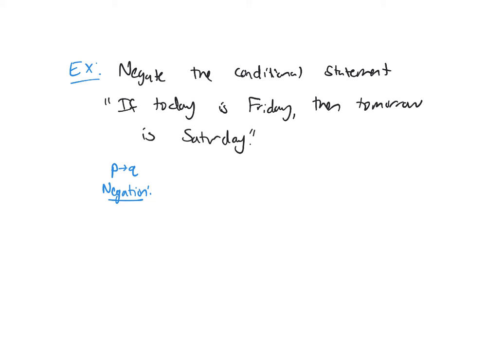it's not a conditional statement anymore, and it becomes P and not Q. So you're not going to write if-then in the negation. You're going to say this first part, today is Friday, that's your P, your hypothesis. So you're going to write today is Friday. And then Q, your conclusion, is tomorrow is Saturday.